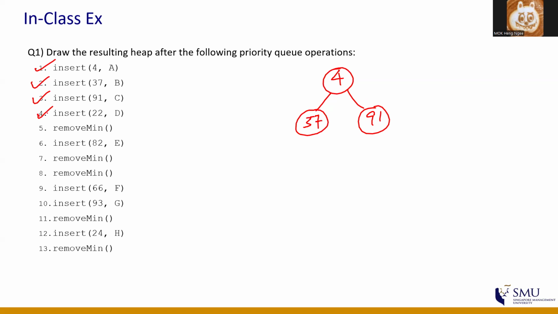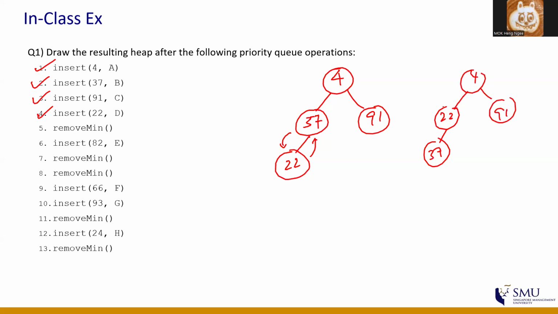Good. Step 4, insert 22. 22 will come here. Okay, is it in the correct position? No, because 22 is smaller than 37. So I do a swap in my up heap operation. I swap these two. 22 comes here, 37 comes here, 4 and 91. So I need to check whether 22 is bigger than 4. Yes, end of story. Okay, so this is the current state now.